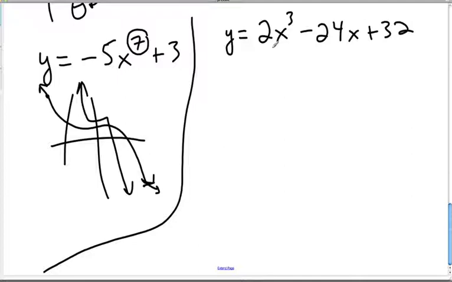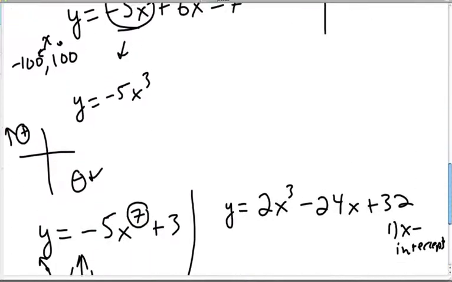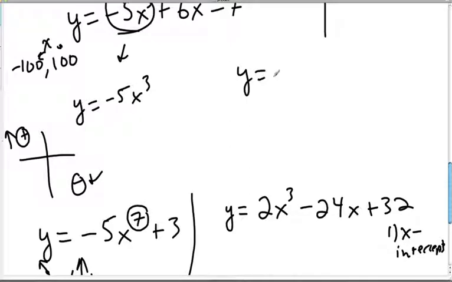To begin, we got to find the intercepts to graph a polynomial equation. The first step to graph a polynomial equation is to find the x-intercepts. Back when we did algebra as well, that was our first step. We had to find the x-intercepts. For example, y equals x squared.